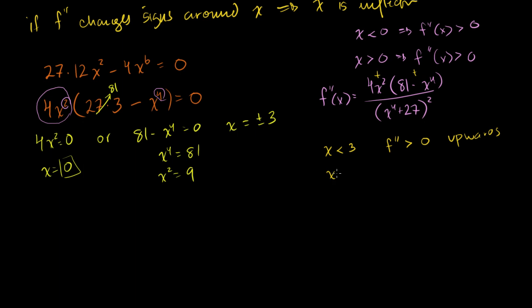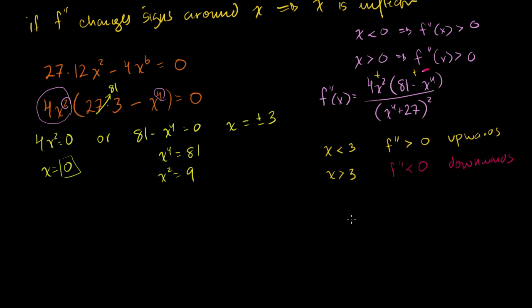When x is just larger than 3, what's going to happen? Well, this first term is still going to be positive. But if x is just larger than 3, x to the fourth is going to be just larger than 81. And so this second term is going to be negative in that situation. Let me do it in a new color. It's going to be negative when x is larger than 3, because this is going to be larger than 81. So if this is negative and this is positive, then the whole thing is going to be negative, because this denominator is still going to be positive. So then f prime prime is going to be less than 0. So we're going to be concave downwards.